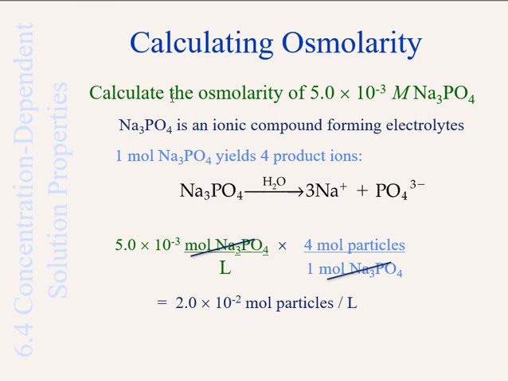So here is a problem. First of all, let's find the osmolarity of 5.0 times 10 to the negative 3 molar sodium phosphate. Sodium phosphate, when dissolved in water, being a good electrolyte, dissociates to give 3 Na+ and 1 phosphate, and that's 4 particles altogether. So osmolarity then is 5.0 times 10 to the negative 3 moles of sodium phosphate per liter, which is the molarity, times the number of particles we get, which is 4 moles of particles for 1 mole of sodium phosphate. And so osmolarity is 2.0 times 10 to the negative 2 moles of particles per liter.